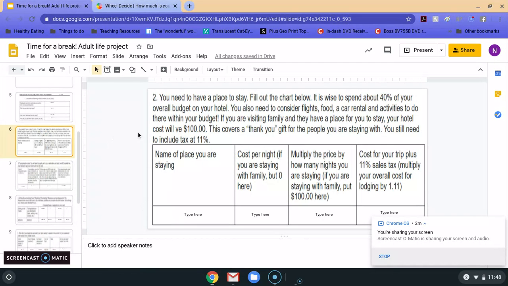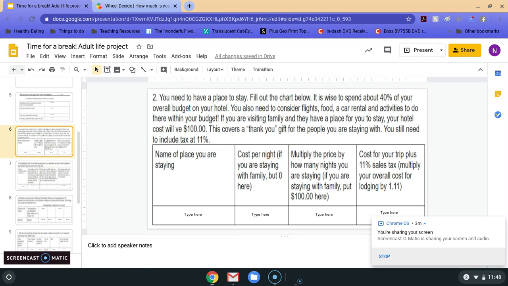It is wise to spend about 40% of your overall budget on your hotel. To find what that 40% is, you could do 0.40 times your budget, and that will give you a rough estimate of how much money you can spend. You also need to consider the flights, the food, a car rental, and activities and things that you want to do there. That's why I always suggest using maybe 40% in this case.